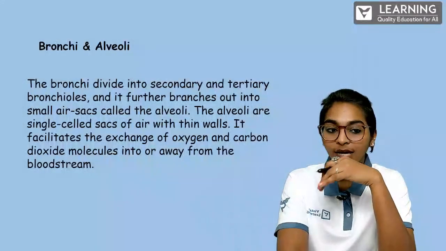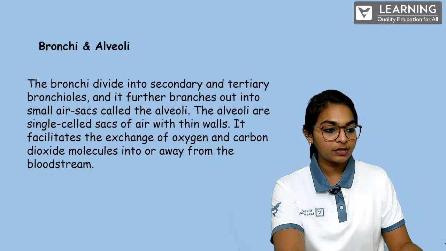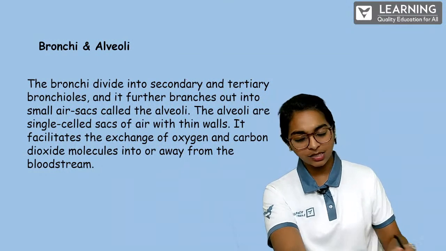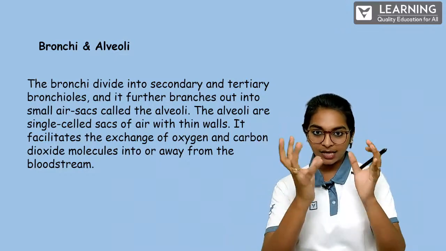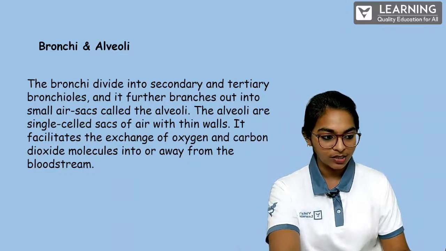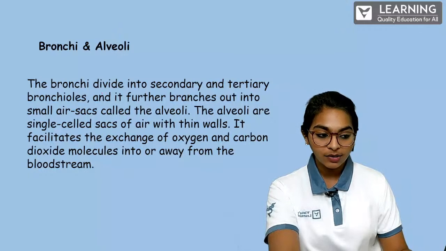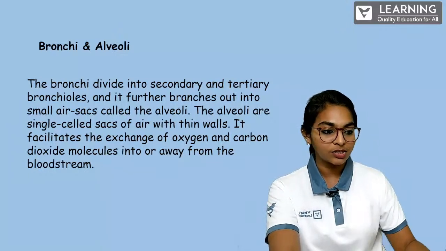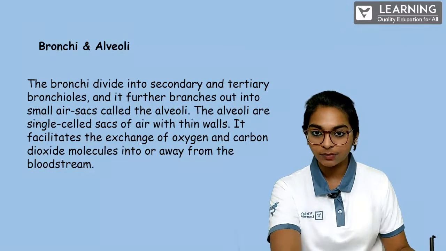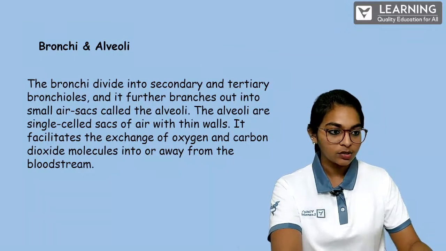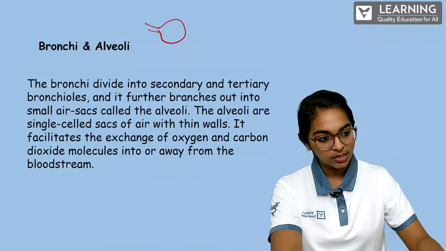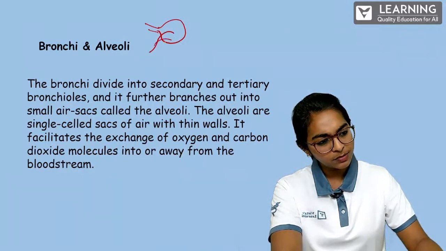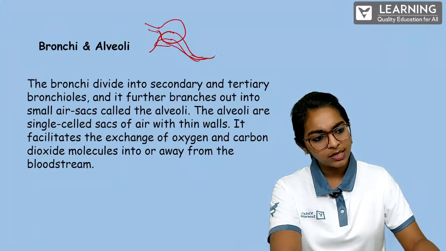Then you have these bronchi and alveoli. So bronchi will be divided into secondary and tertiary and into numerous bronchioles, which will end up in these air-like pockets, which are called alveoli, right? So there the exchange of oxygen and carbon dioxide takes place from the bloodstream, okay? So, for example, let's say this is a bronchi and you have this alveoli here. And you have numerous blood capillaries there. Is that clear? So all these blood capillaries, what will happen?